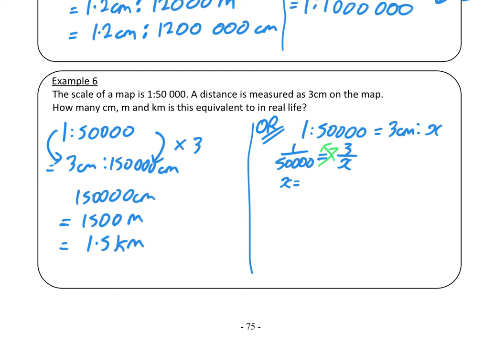1 times x is x. And sorry, I'll put a wee centimetres in here. 50,000 times 3 centimetres is 150,000 centimetres, which is then the same again as 1,500 metres, which is the same again as 1.5 kilometres. So if I'm honest, I prefer this second method, but I know an awful lot of people do prefer the first method. So whatever one you prefer, they're both good. The second one maybe is a wee bit more working out to do, but I definitely prefer it.